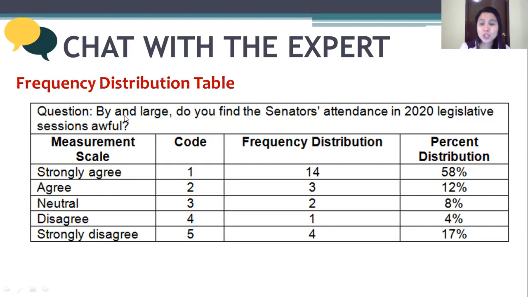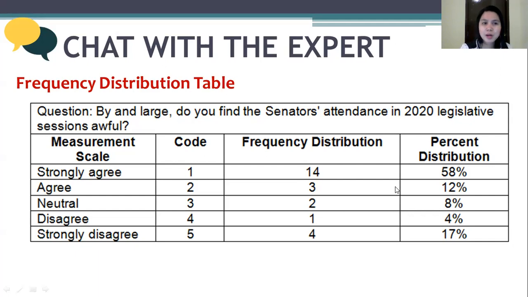attendance is awful. Or you say, how many would have positive attitude towards mathematics? How many percent? How many percent would have negative attitude towards math? This is simply, again, describing your data.